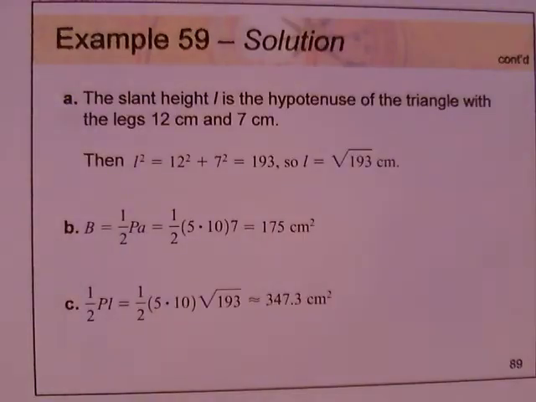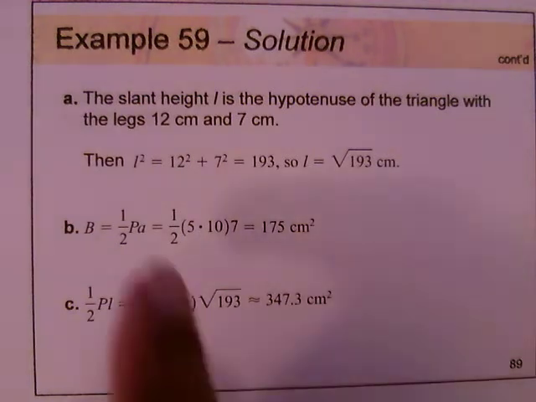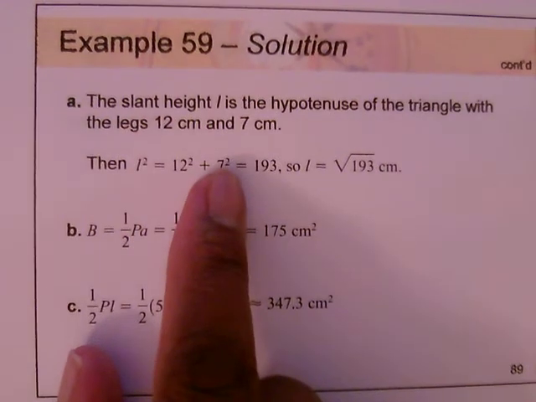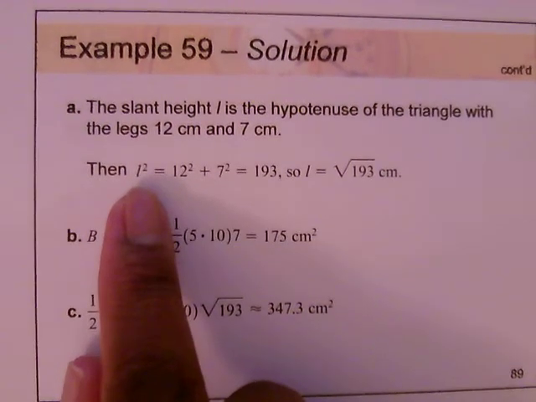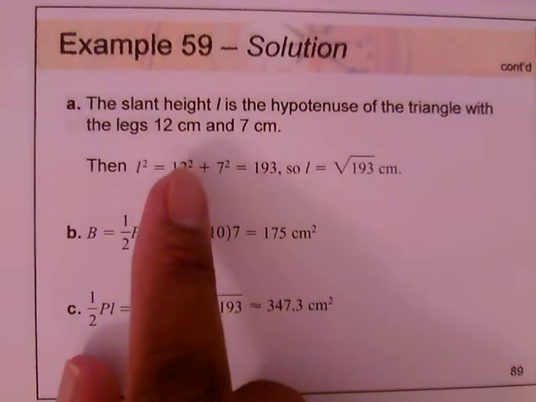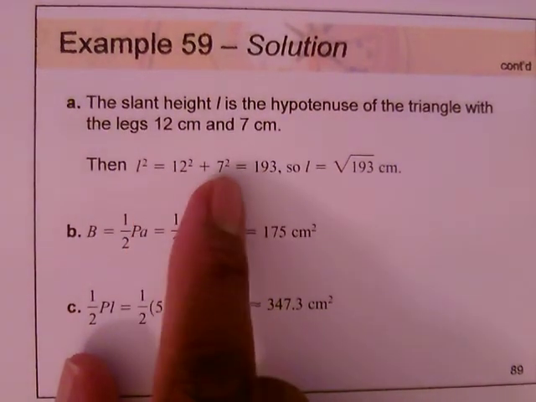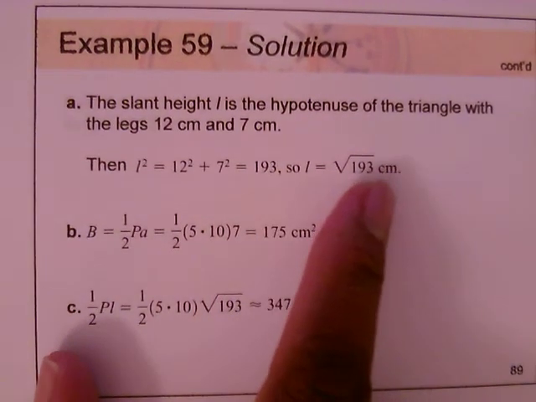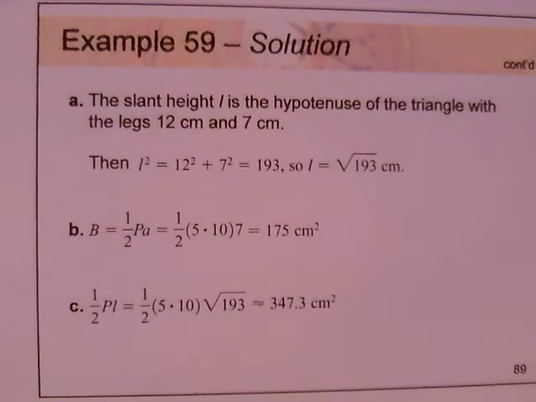So the slant height is going to be this. L squared is equal to 12 squared plus 7 squared. Your L squared is the hypotenuse, the sum of the squares of the other two lengths. 12 squared is 144. 7 squared is 49. Add those two together, you get 193. So the square root of 193 is going to be your slant height.